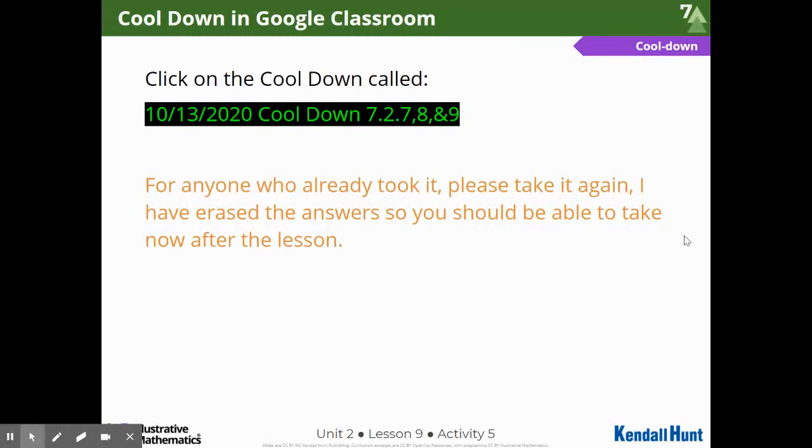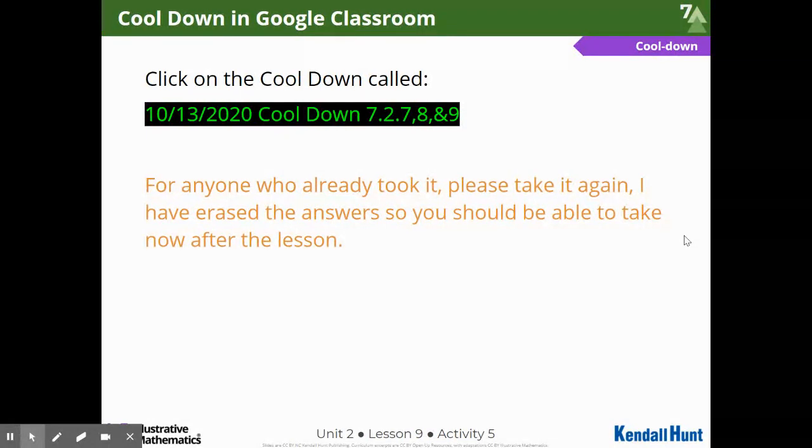So to wrap it all up, go ahead and do this cool down. I said this should be in Google Classroom. You're going to click on the cool down called 10/13/2020 cool down 7.2.7, 8, and 9. Like I said, I kind of combined multiple cooldowns into one. That way you're not duplicating a whole bunch of work. And for anybody who already took this cooldown, please go ahead and take it again. I have erased all the answers, so you should be able to take it again.